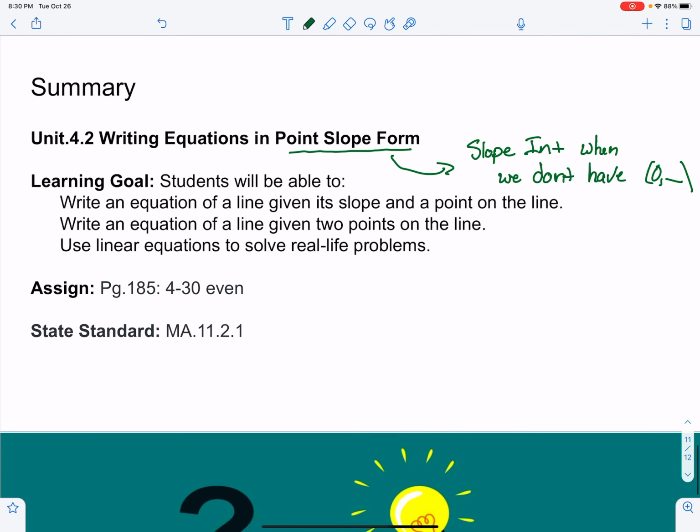Okay, so again, the learning goal was to be able to write an equation in point slope, but really understand the bigger objective is that we need to be able to get that to slope intercept, and it's useful to us because we don't need to know our y-intercept to get it there.